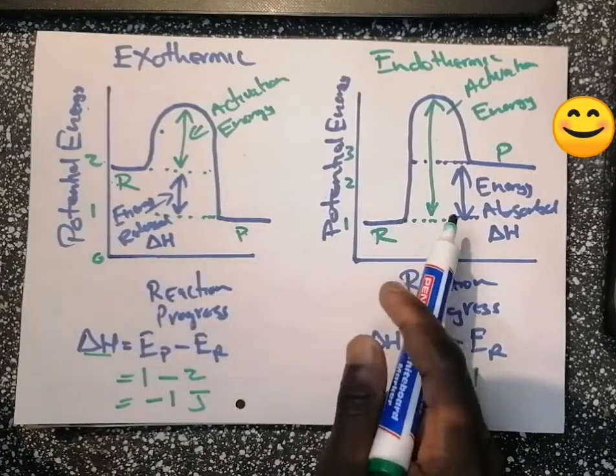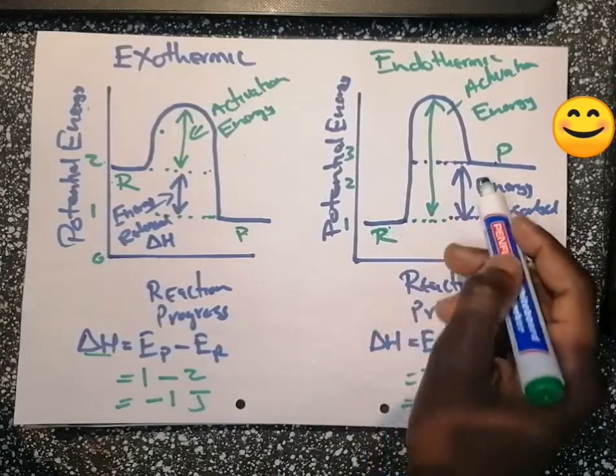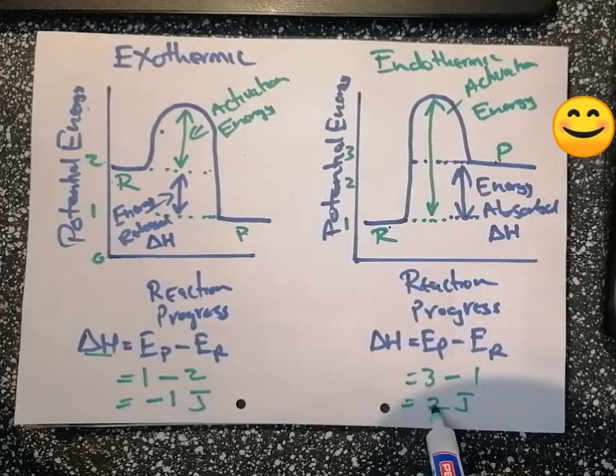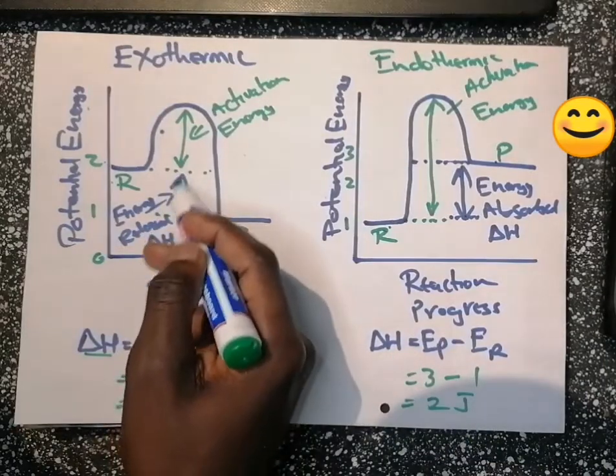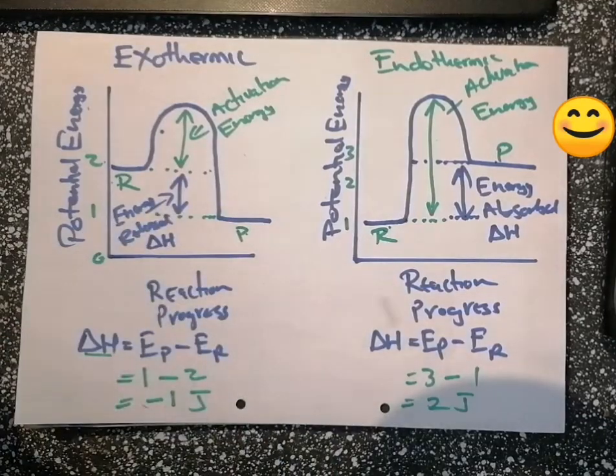These graphs, remember them. The difference between the energy of product and reactant, this arrow, is the energy absorbed. So this reaction will absorb 2 joules and it's positive energy. Positive because it's coming in, negative because it's going out. This reaction will release negative 1 joule of energy because it's going out. Energy is released, right?